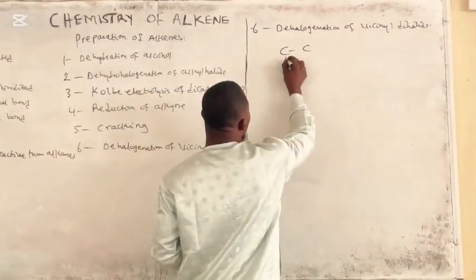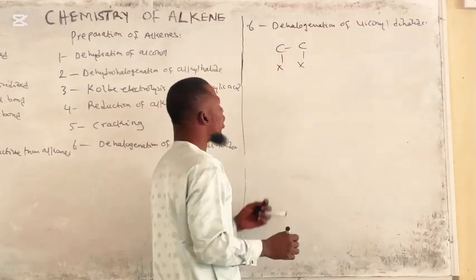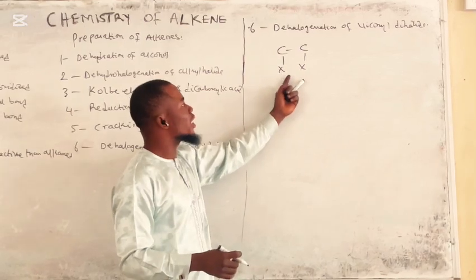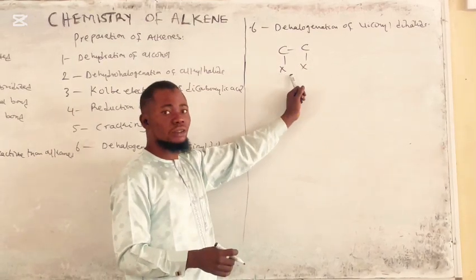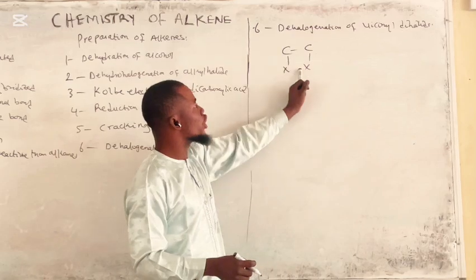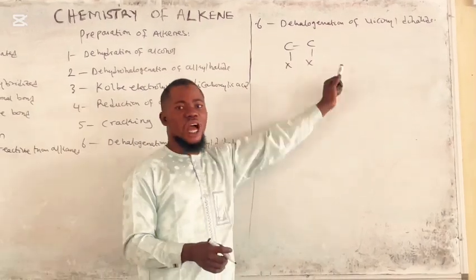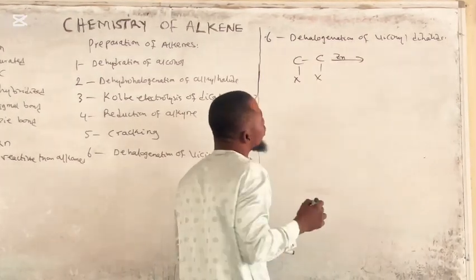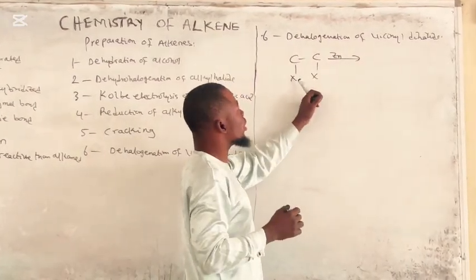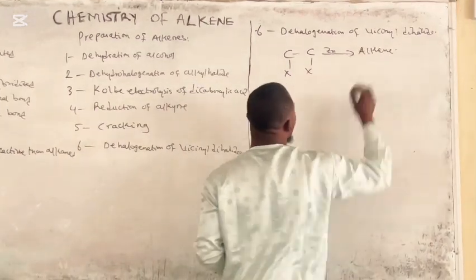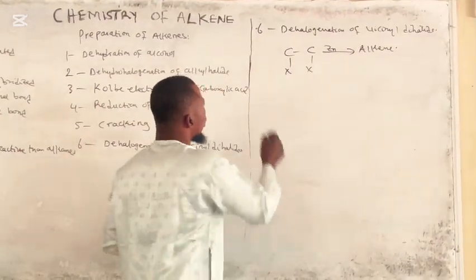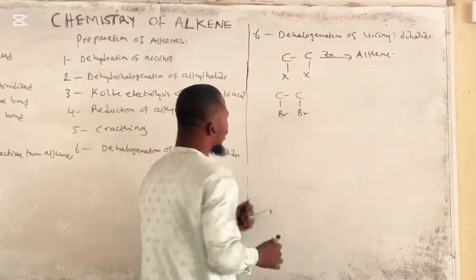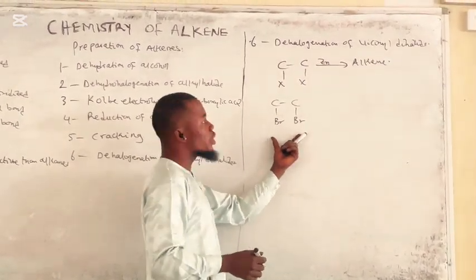Example: this compound here is a vicinal dihalide because the halogens here, which are our X, are attached to adjacent carbon atoms. So removal of the halogen from this compound will produce alkene. In the presence of zinc dust, a vicinal dihalide, if it is dehalogenated, will produce alkene. For example, this is a typical example of a vicinal dihalide.